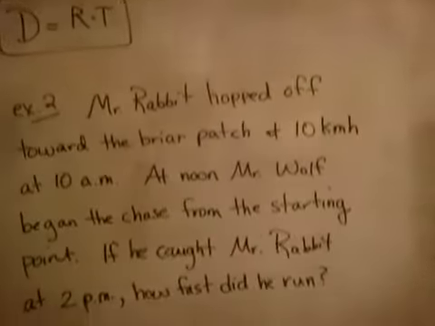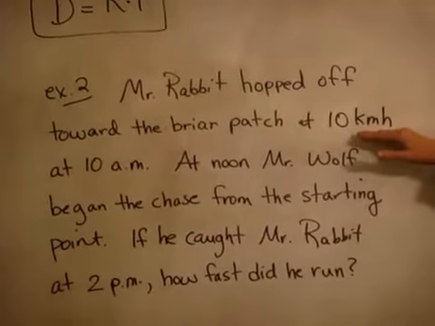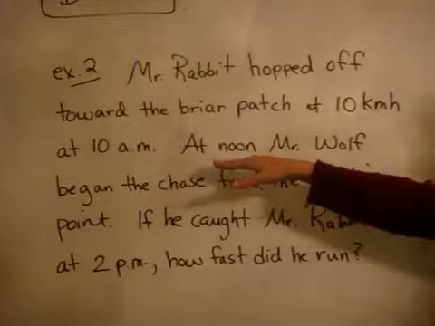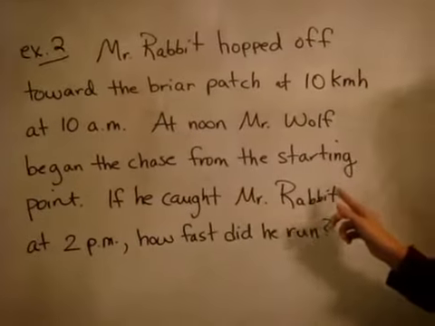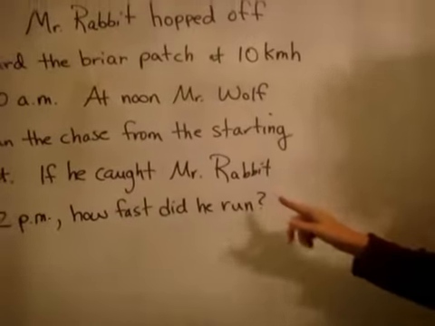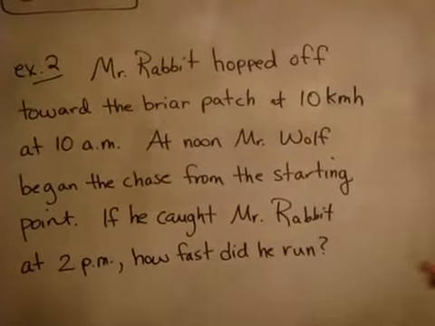Mr. Rabbit hopped off toward the briar patch, poor Mr. Rabbit, at 10 kilometers per hour at 10 a.m. At noon, Mr. Wolf began the chase from the starting point. If he caught Mr. Rabbit at 2 p.m., how fast did he run?